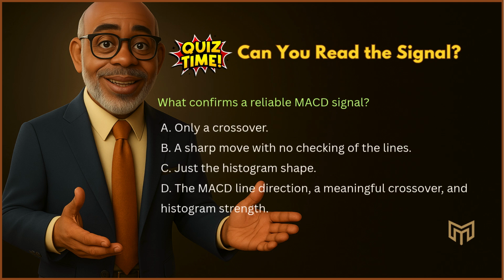Question 7. What confirms a reliable MACD signal? Is it A, only a crossover? B, a sharp move with no checking of the lines? C, just the histogram shape? Or D, the MACD line direction, a meaningful crossover, and histogram strength? Think about what it takes to trust a signal. One piece of evidence or the full picture?